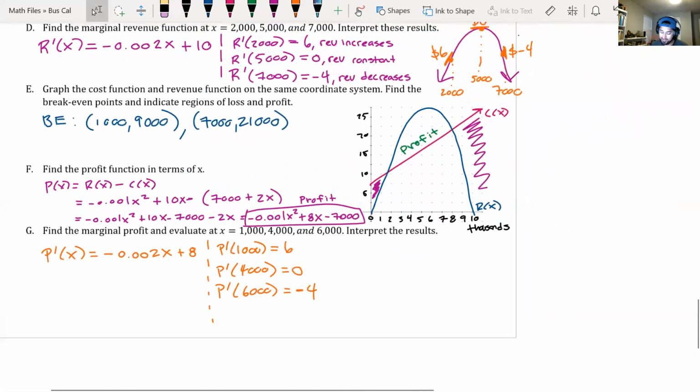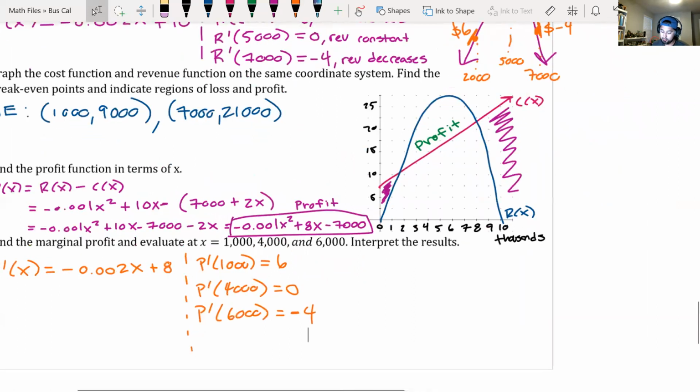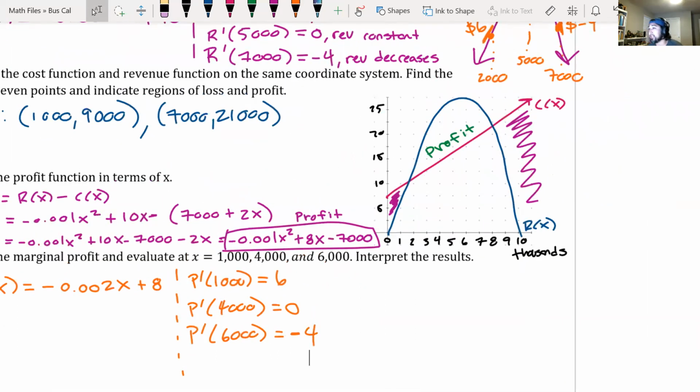All right. Well, with the same interpretation as the last one, but now we're talking in terms of profit. If at 1,000 headphones, we get a positive 6, this means that profit is what? Increasing by 6. Profit increase, right? Is that $6? Yep, that's $6 per headphone.